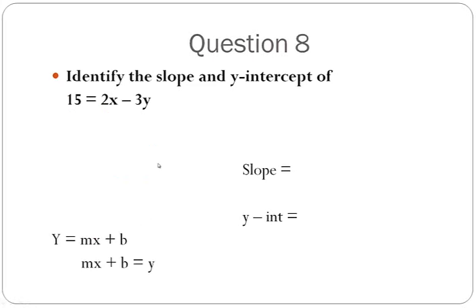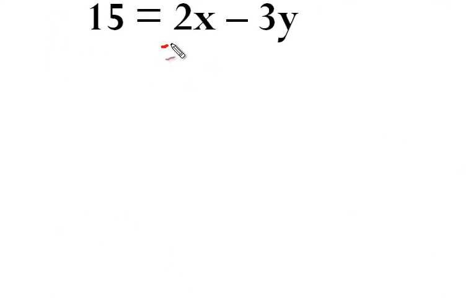Question 8, we're doing pretty much the same thing. The only thing that's changed on this one is the way they wrote our equation, but we still want to put it in the form y equals mx plus b so we can see our slope and our y-intercept. So we know we want to isolate y, get it by itself. So I'm going to start by getting rid of this 2x, which is positive, so I'm going to subtract 2x from both sides.